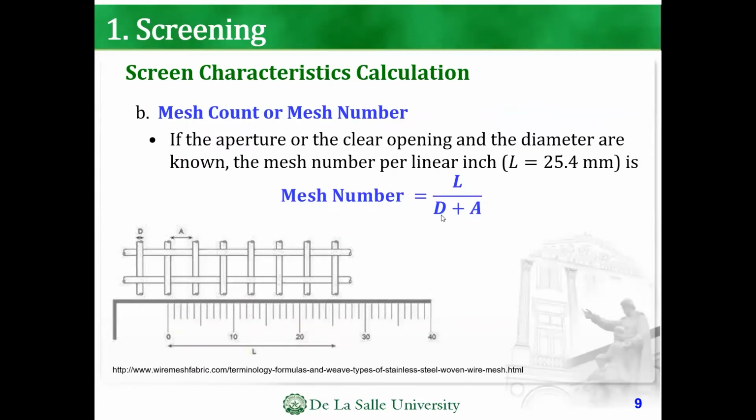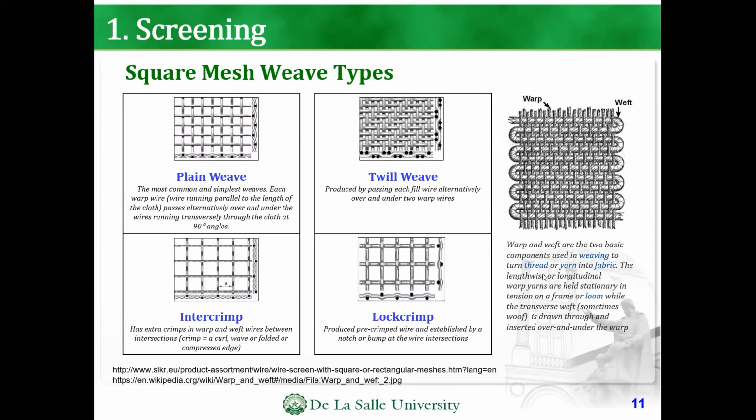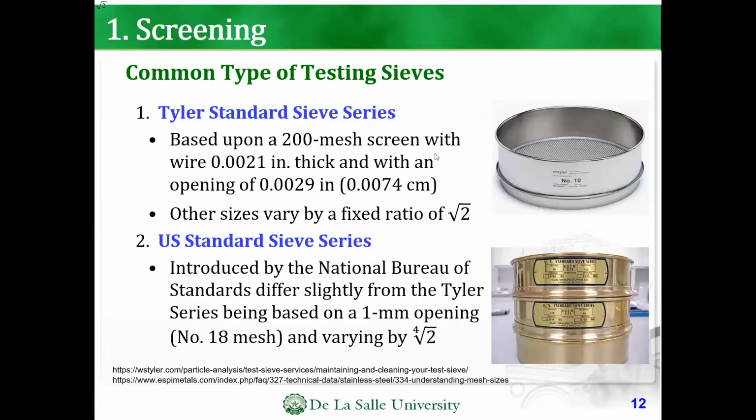For the mesh count or mesh number, it's the other way around. And then for open area, please be mindful of this formula. I won't go so much into this anymore. These are the types of weaves that are used in screening. And then the common types of sieves: the important thing to remember is that Tyler standard sieves are on a fixed ratio of square root of 2, whereas the US standard sieves are by a fourth root of 2.